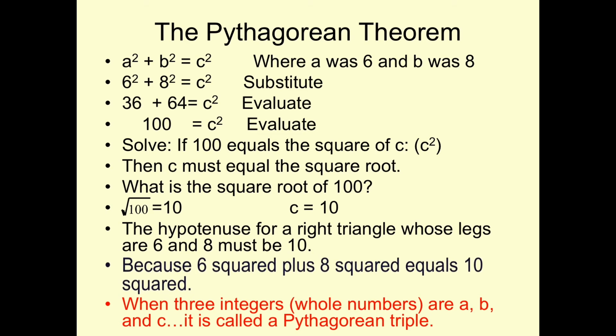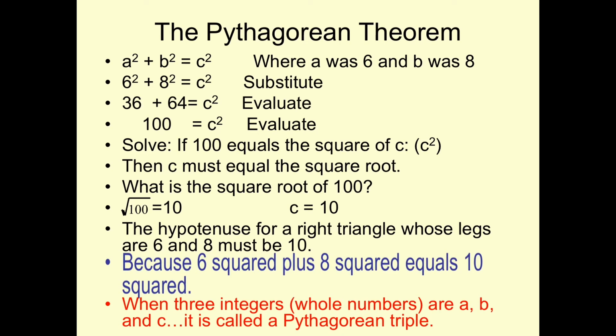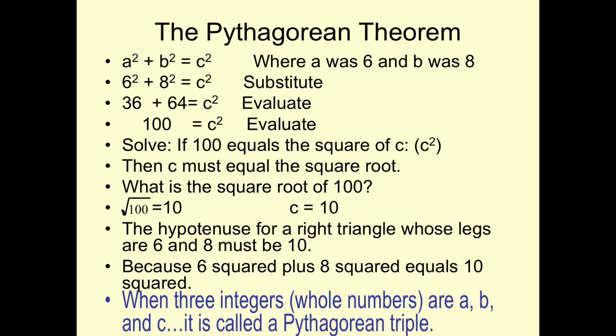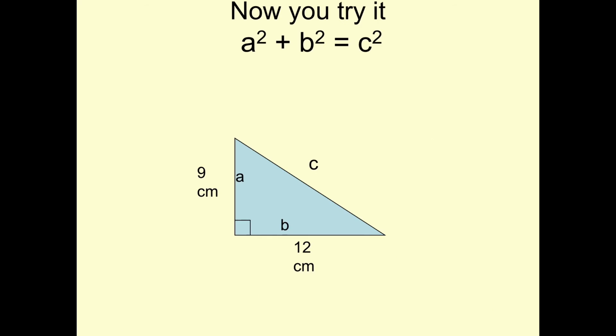Then we just need the square root of 100 in order to find the missing leg. If you look at your square roots list, 100 is a perfect square, and it does have a perfect square root, it's 10. So now looking at a second example.